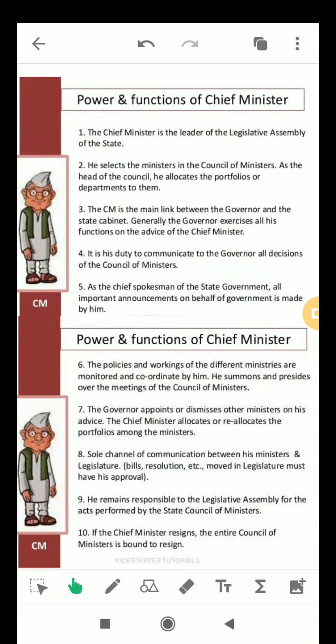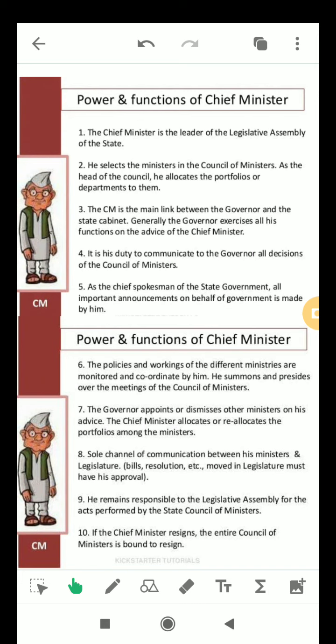Now let us know about the power and functions of the chief minister. Who is the chief minister of Assam? Himanta Biswa Sarma is the chief minister of Assam. Let us know about his power and functions, or not only his but all the chief ministers of India.